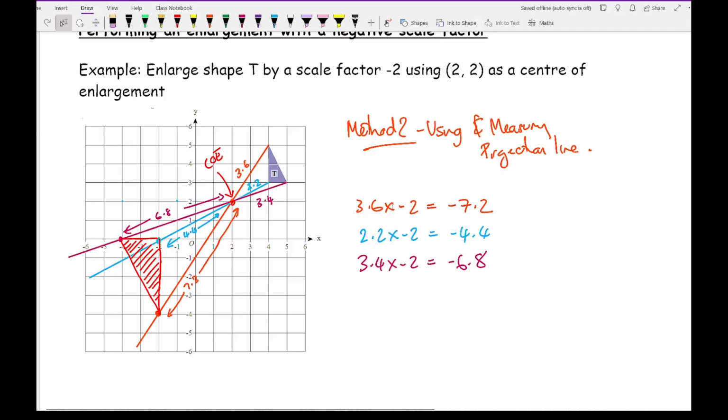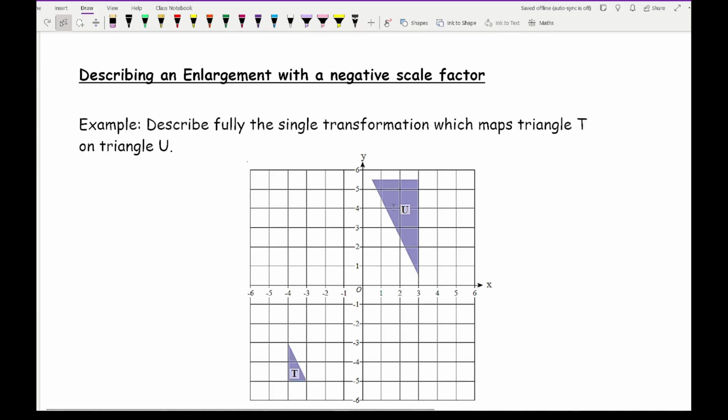or method 2. So moving on to describing an enlargement with a negative scale factor. Now, as I said, with this, you kind of need to use your common sense to first of all decide what the transformation actually is. Again, we're talking about a single transformation. So yes, we could, let's say, use reflection twice to get the orientation, but that's not going to alter the size. So for this, you always need to state the enlargement. We know it's an enlargement because the dimensions have changed.